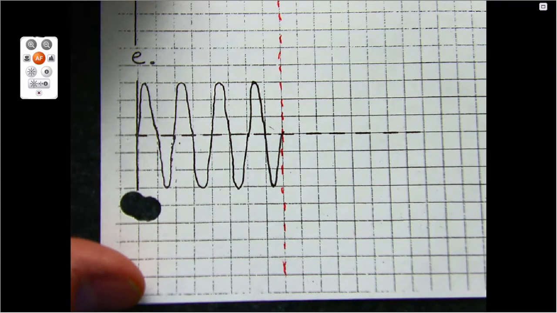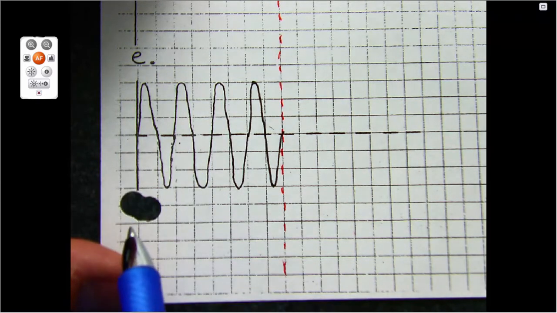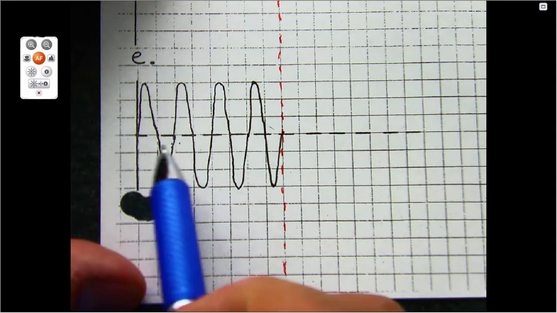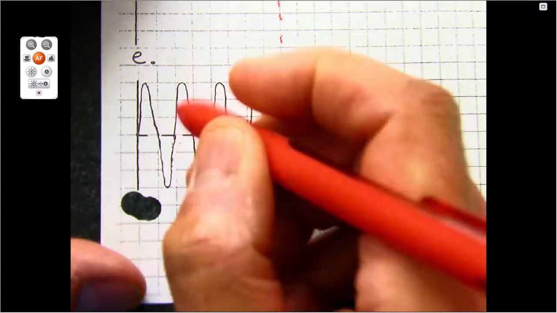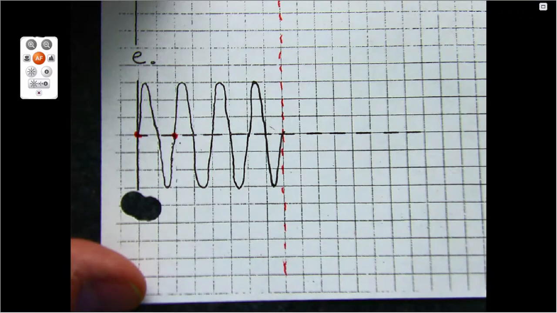Now, what's my wavelength here? 1 centimeter, right? It's 2 blocks. My wavelength here is 2 blocks, right? When I get to here. So 1 centimeter.